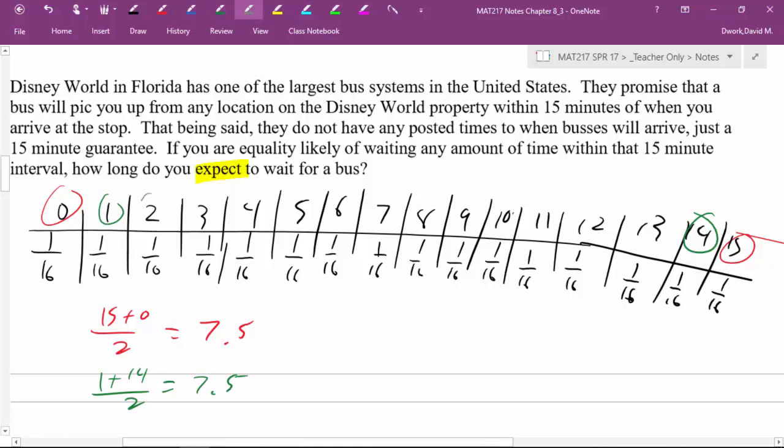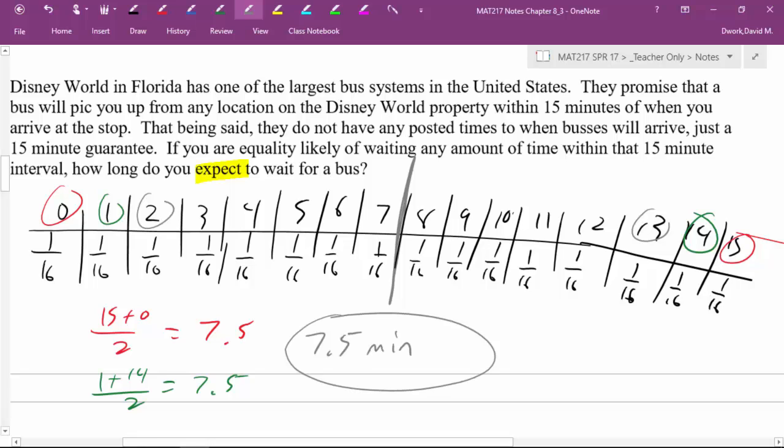If we keep working our way down, you'll realize what we're doing is working our way towards the middle, which would be right here, somewhere between 7 and 8 minutes, which would be 7.5 minutes. And that kind of makes sense, right? Logically, you expect to wait right in the middle. Sometimes you wait none, sometimes you wait 15, so in the middle would be 7.5. So the expected wait time would be 7.5 minutes.